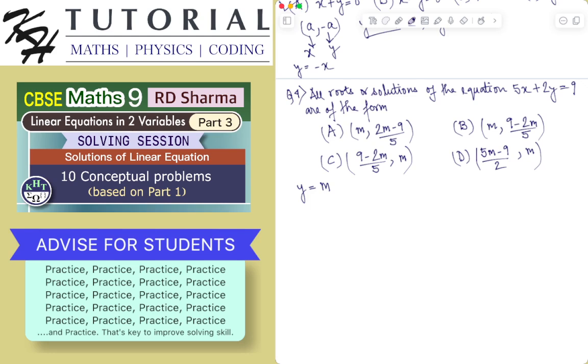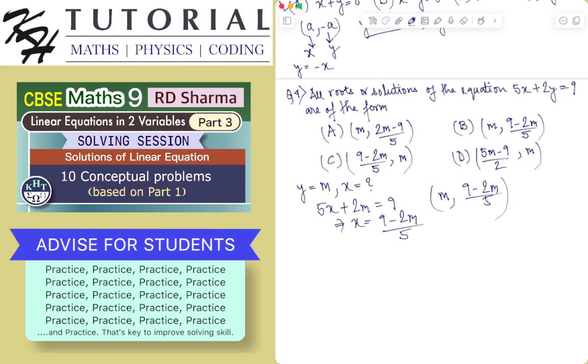I am trying to find a root where the value of y is m. So what will be the value of x? Simply I will put the value of y as m in the equation and solve for x. So I have 5x plus twice m is equal to 9. This implies x equals (9 minus 2m) by 5. Now I can say that m comma (9 minus 2m) by 5 will be a root of the given equation. Now I have assumed m to be any real number.